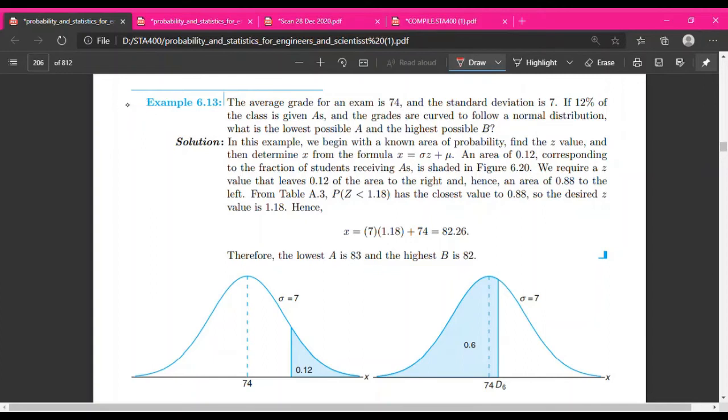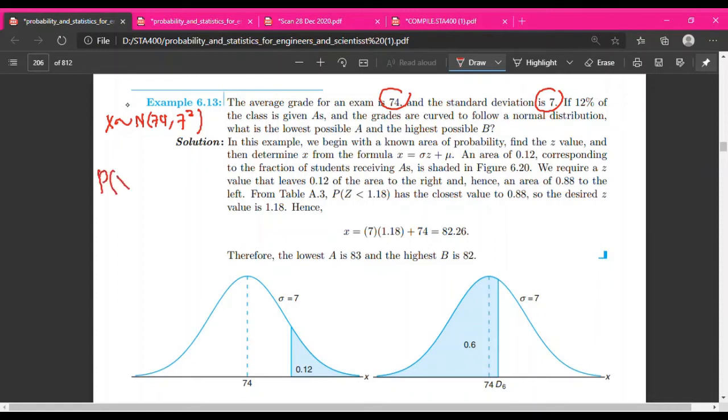Okay, so variable X actually adalah the grade in exam, kan? So it follows the normal distribution with the parameter mean-nya adalah 74. Okay, so mean 74 and standard deviation is 7, so 7 square here. Okay, so diberi kat sini, 12% of the class is given A. Okay, 12% dapat A. Okay, so soalannya, what is the lowest possible A? Value yang paling lowest untuk dapatkan A and the highest possible B. Maksudnya di antara A dan B itulah berapa value dia.